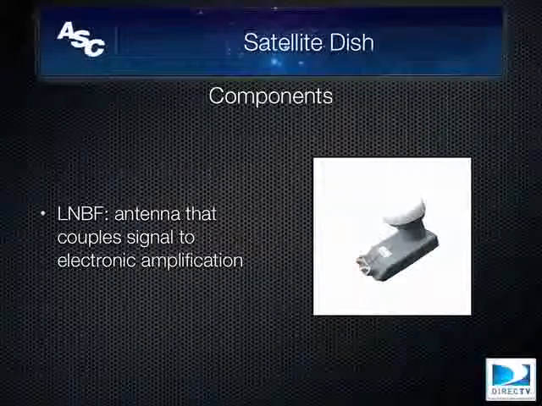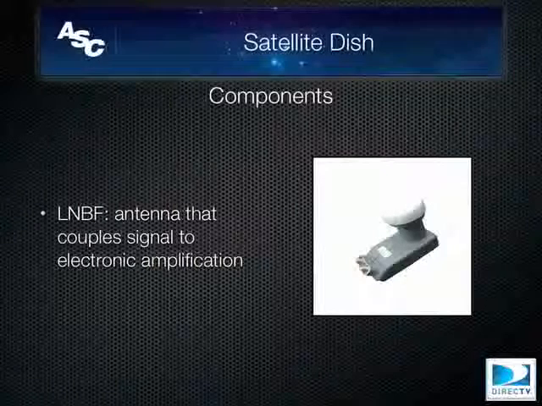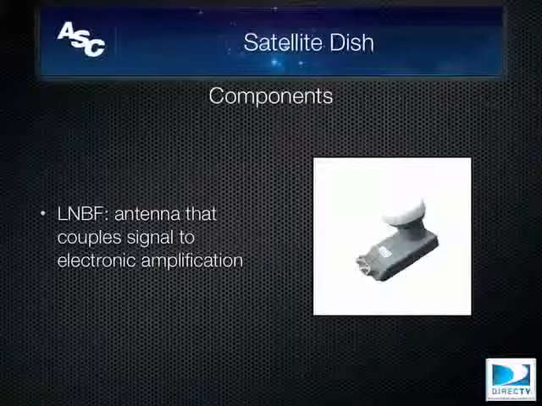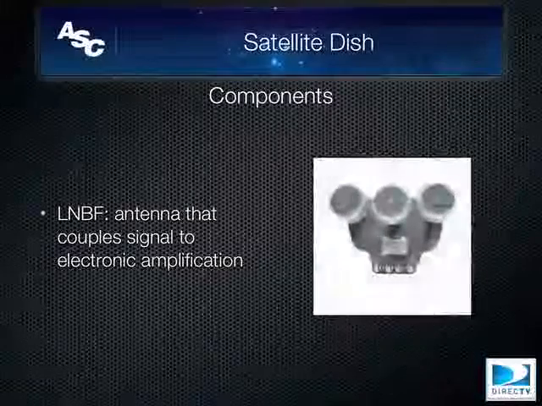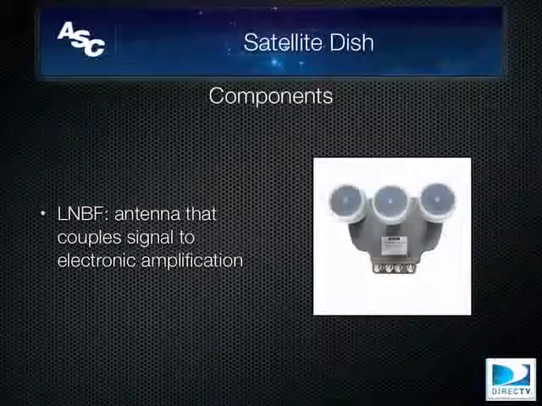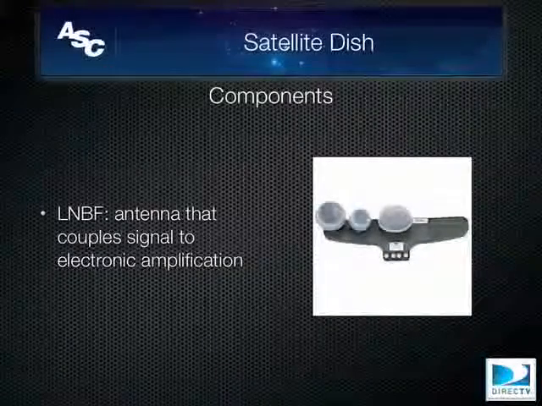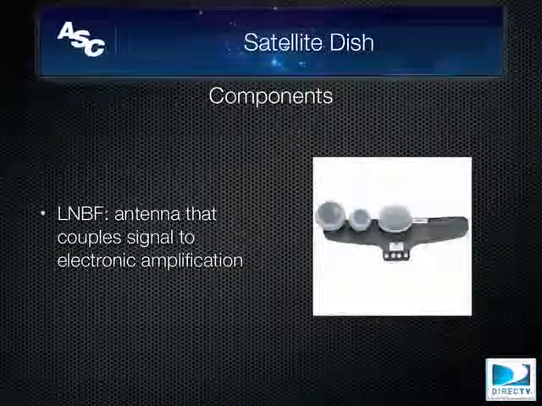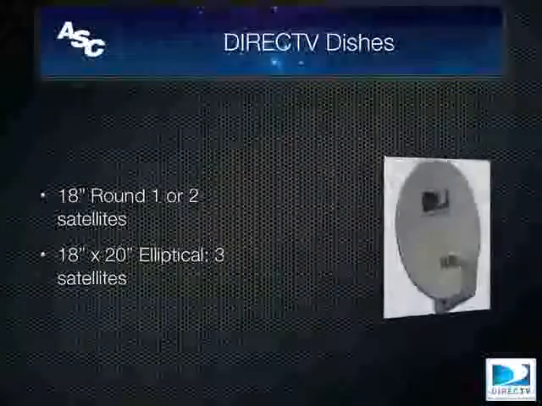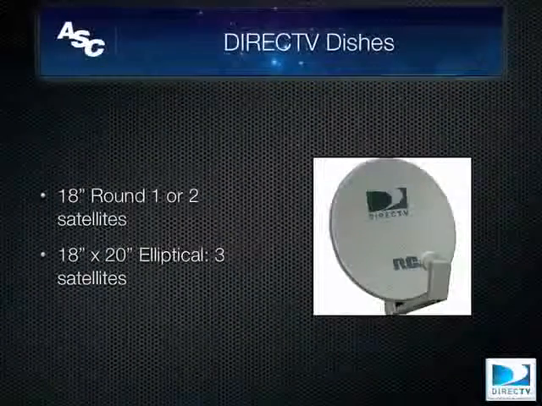What you see on your screen are the various types of DirecTV LNBs. The first one is a simple LNB. The next is what's called a three-phase LNB. And then the next slide is the LNB for a slimline, which is a high definition dish. All right, so let's move on to the pictures of the actual DirecTV dishes.